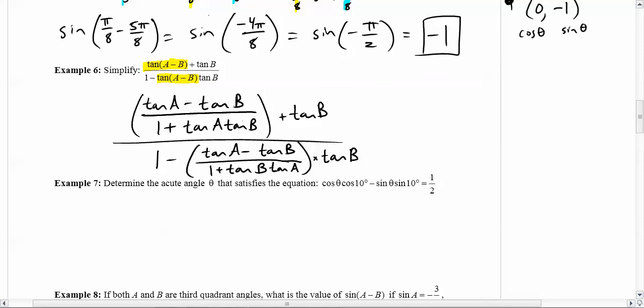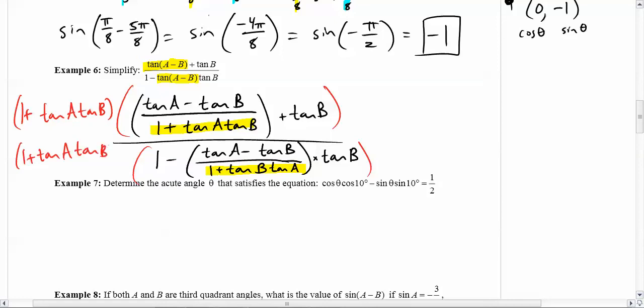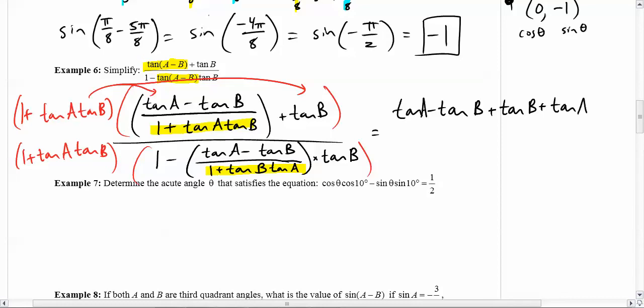So instead, I really want to get rid of these fractions. I've got a problem with some denominators here, but the good thing is they're both the same. So how about I do that trick where I multiply everything in the numerator and denominator by 1 plus tan a tan b. So at least when I do that on the first term, it cancels off, leaving me with just tan a minus tan b. And the second term, I get tan b plus tan a tan squared b.